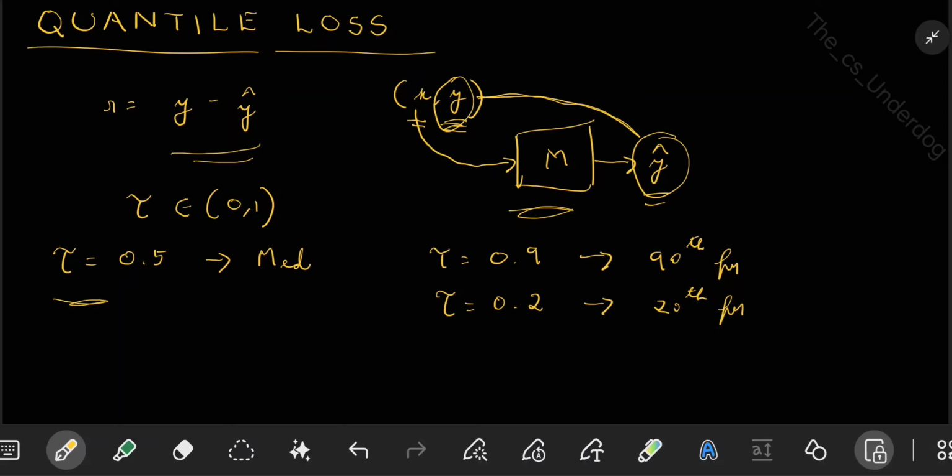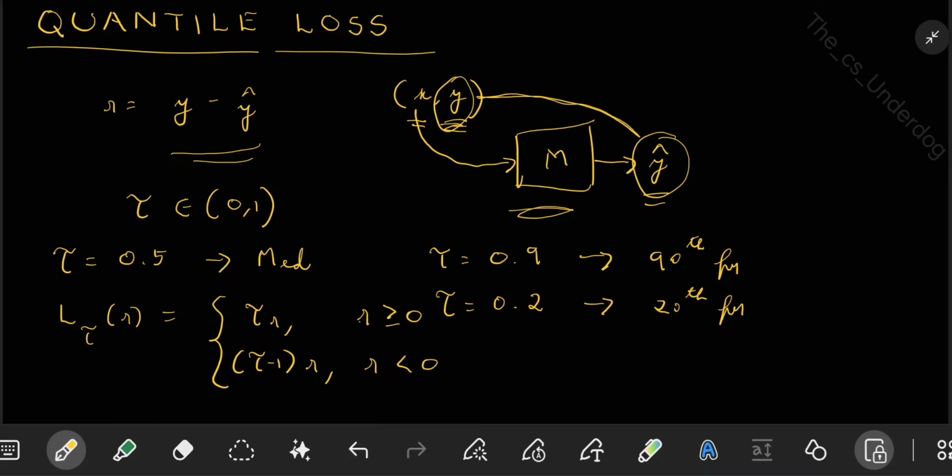Considering the residual, what is your loss function? Your quantile loss function, L tau of r, can be written as tau into r whenever the value of r is greater than or equal to 0, and it will take tau minus 1 into r whenever the value of r is lesser than 0.